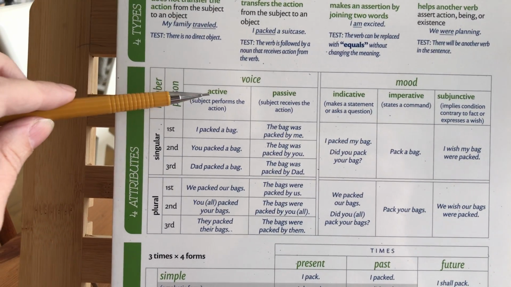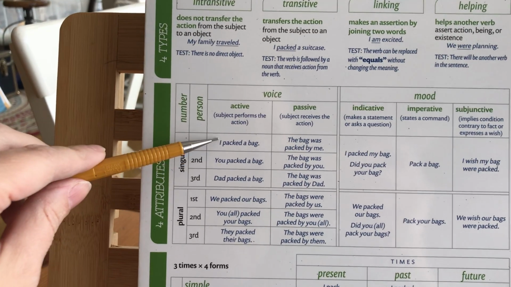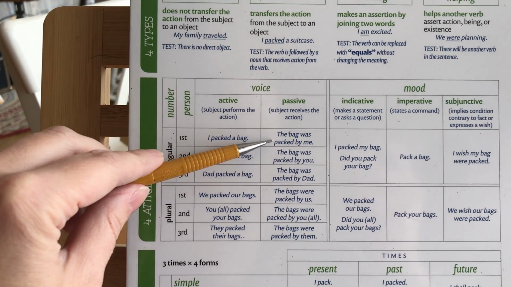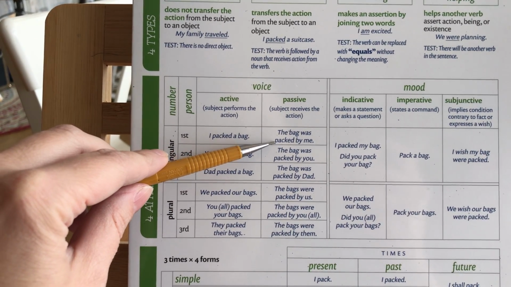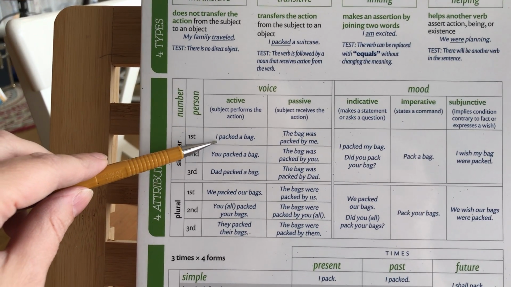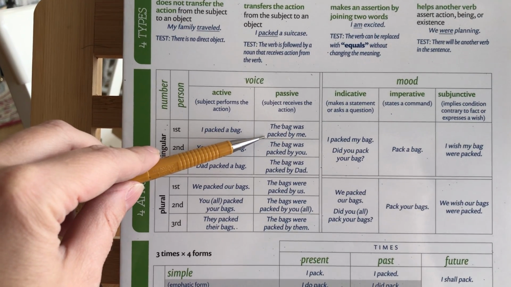Voice is, there are 2, active or passive. Active is when the subject performs the action, and passive is when the subject receives the action. And they have good examples here. Active, I packed a bag. Passive, the bag was packed by me.